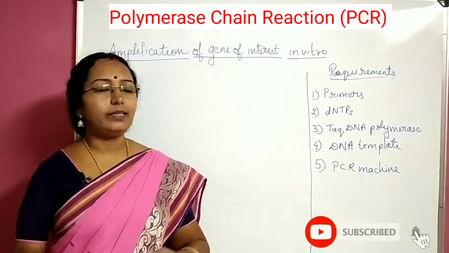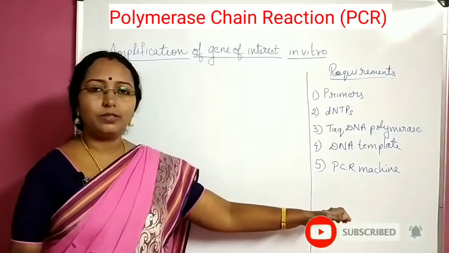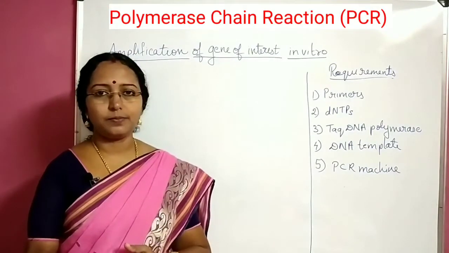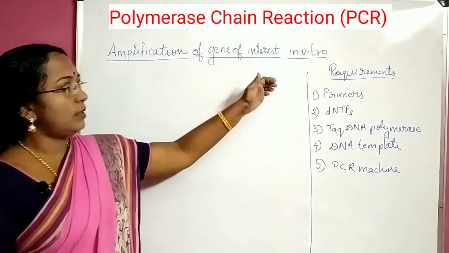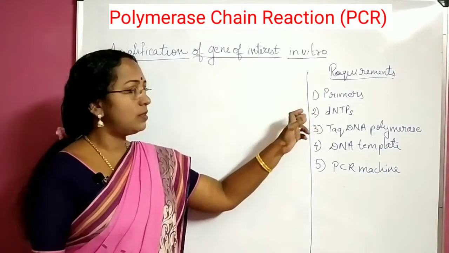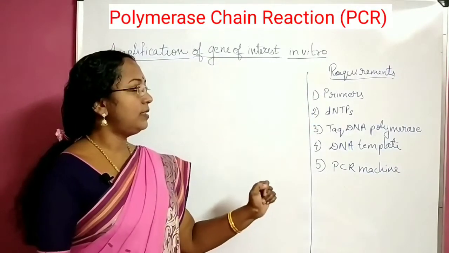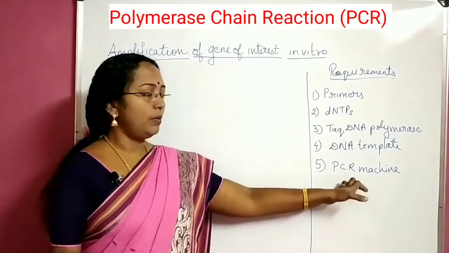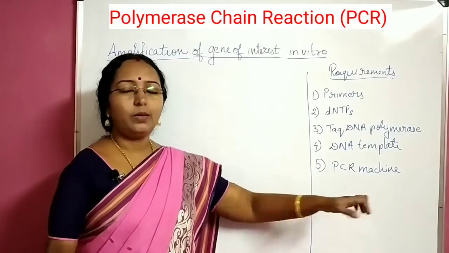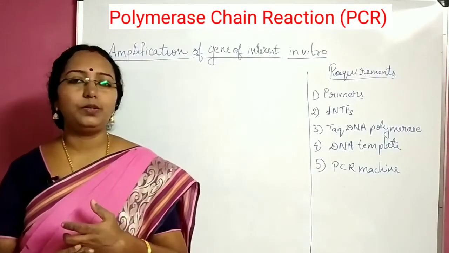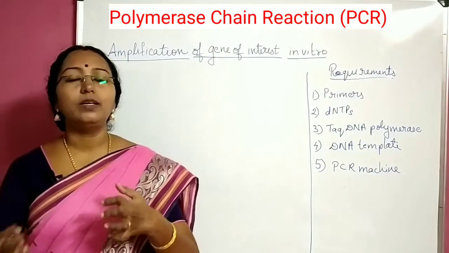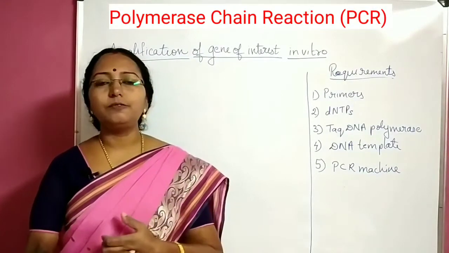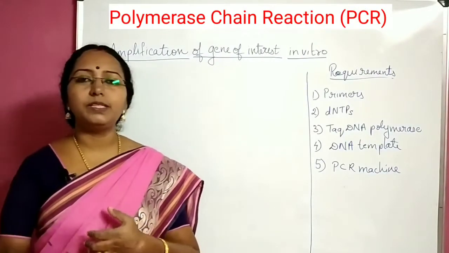In this session, I'll tell you regarding the requirements for this method, and in the next session, I'll explain to you the process. So let's just see the requirements. We need primers, dNTPs, Taq DNA polymerase, DNA template, and a PCR machine, polymerase chain reaction machine. Now, this PCR term is very familiar. We do this RT-PCR test for the disease corona to identify it. Okay, so as students of biology, we should know what this PCR is.